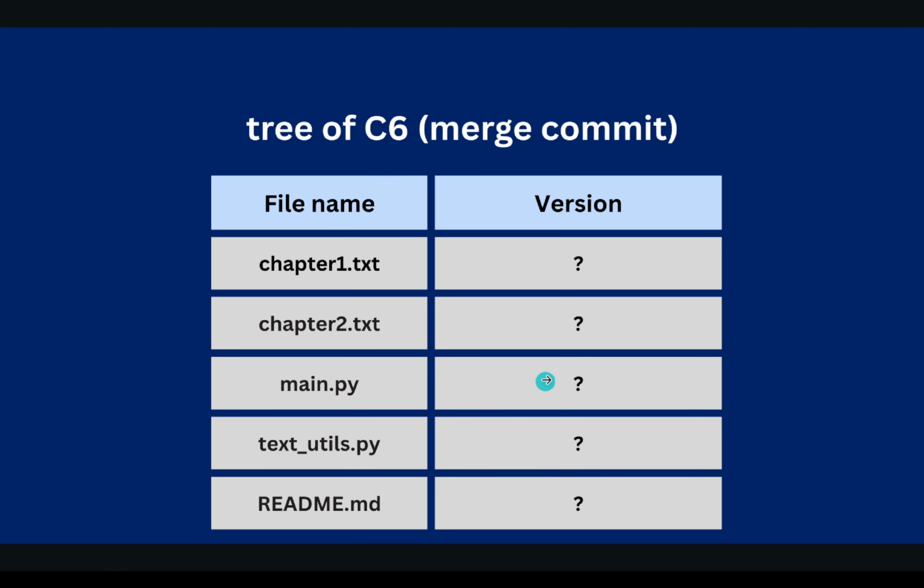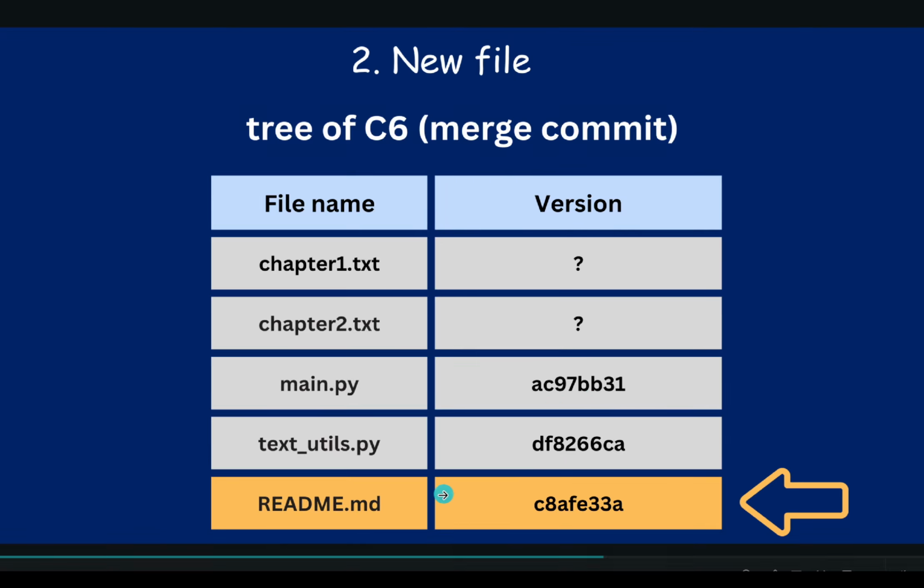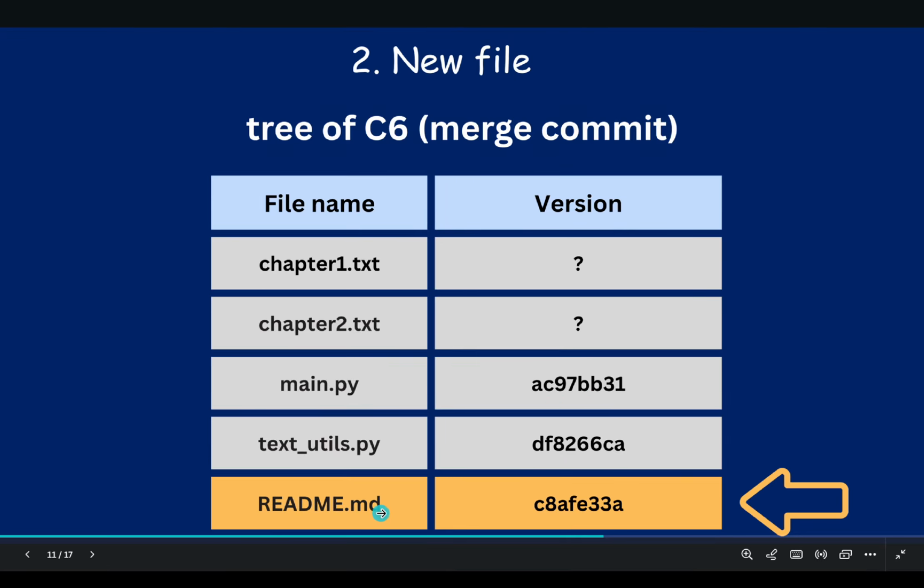So how does Git assign versions for each of the file names that we have? The 2 Python files did not change in any of the branches, so Git will just use the same versions as before, no confusion here. And for the new file in the feature branch, it's also quite straightforward because this mapping only exists in one of the branches, so Git will just use this version from the feature branch.